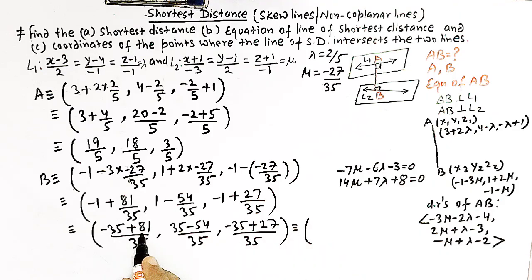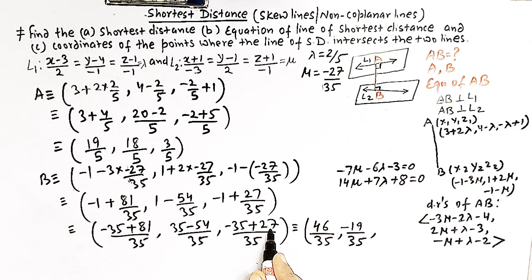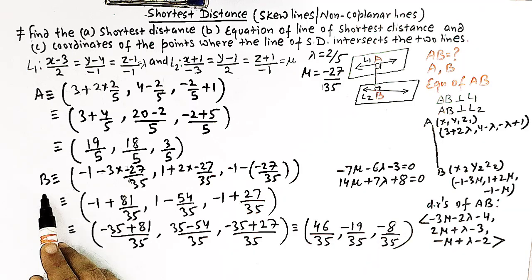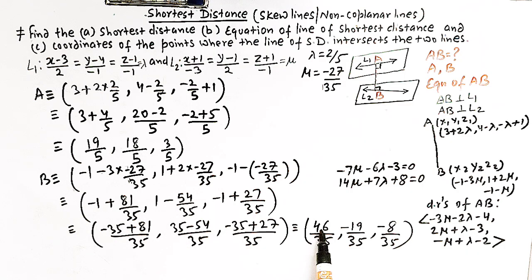So now 81 minus 35 is 46, right? So this is 46 over 35, and here we have 35 and 54, that is minus 19 over 35, and here we have minus 8, that is minus 8 over 35. So the coordinates of the point B are given by 46 over 35, minus 19 over 35, minus 8 over 35.